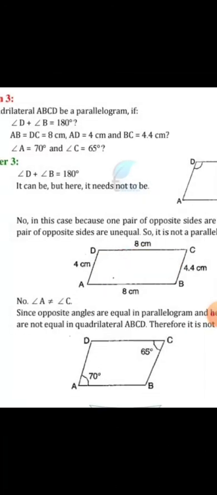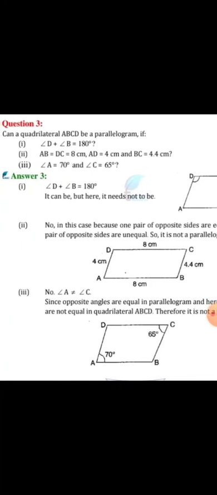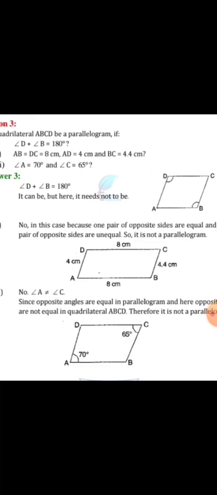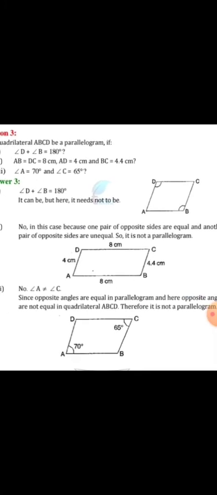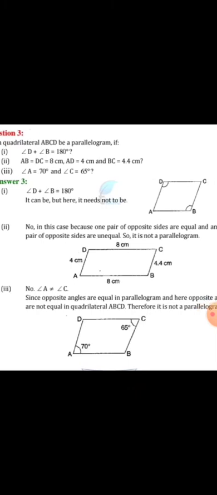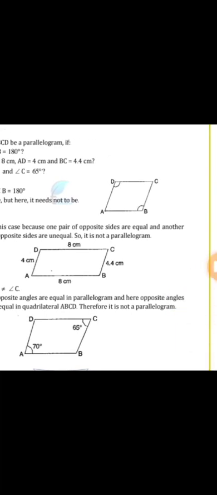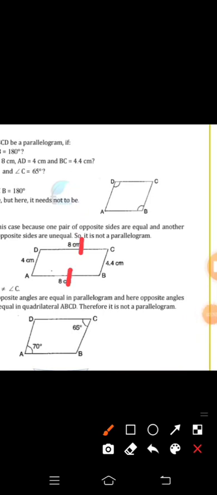Again, they are asking the second question: AB is equal to DC, which is equal to 8 centimeters, and AD is equal to 4 centimeters, and BC is equal to 4.4. What can you say in this case? One pair of opposite sides is equal and the other pair of opposite sides is unequal, so it is not a parallelogram. AB equals CD at 8 centimeters, but AD is 4 and BC is 4.4, so opposite sides are not equal, so it is not a parallelogram.